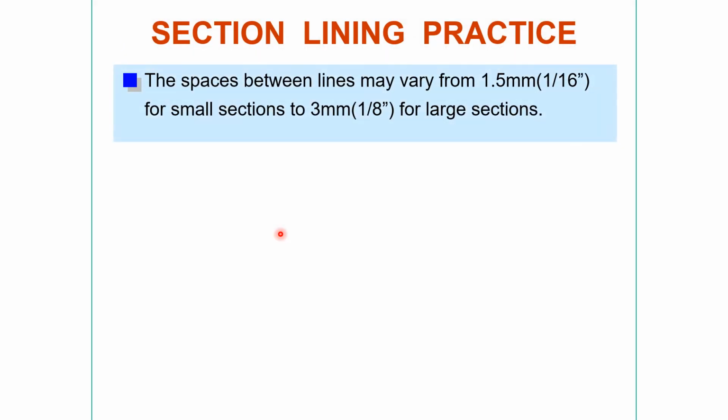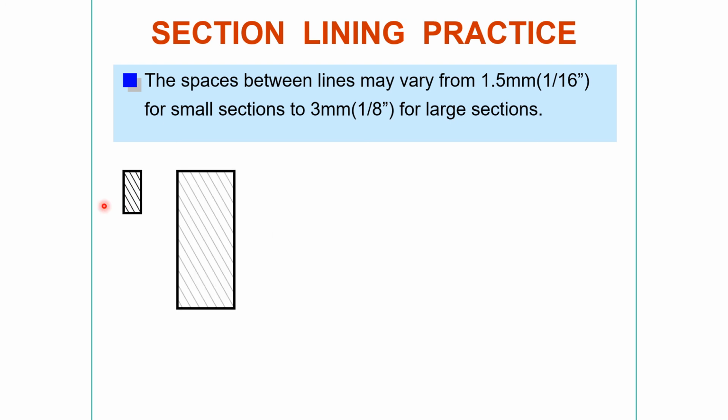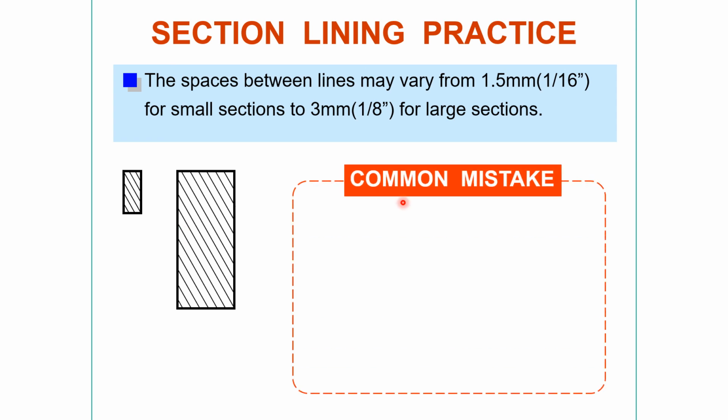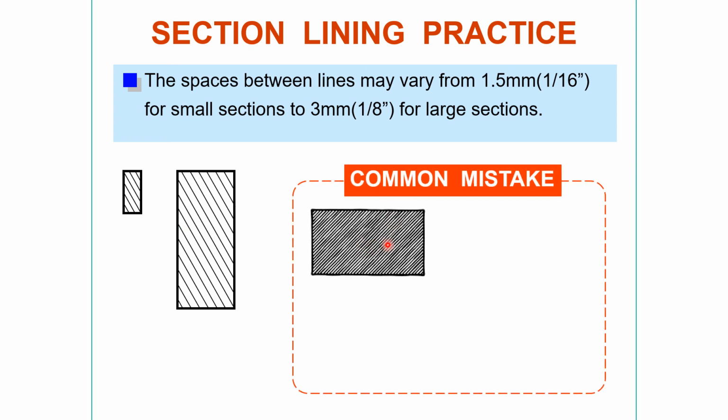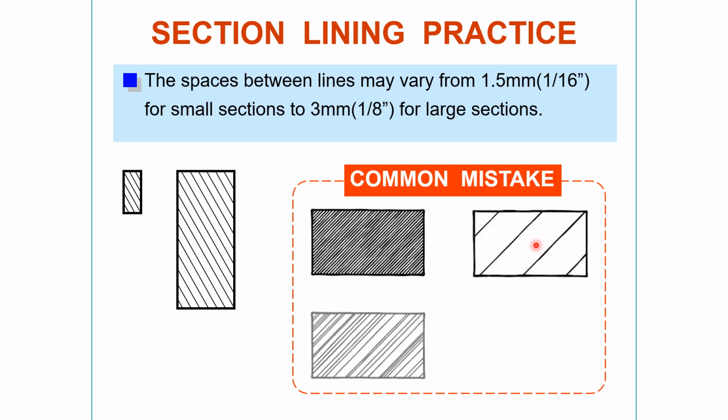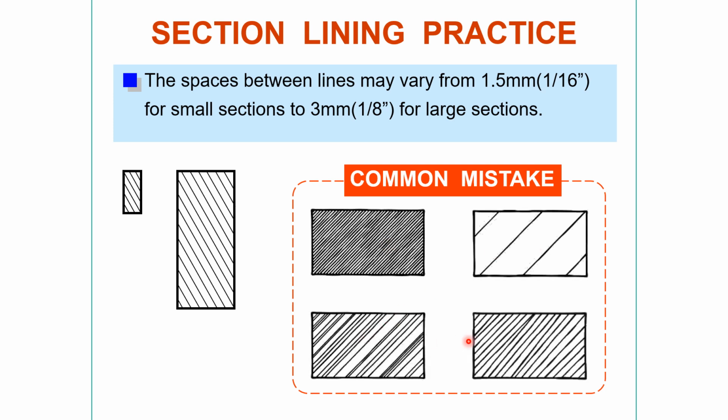Section line practice. So here you will see that this is too close, that is too wide, that is not parallel, again that is not parallel. So the best practice is this: the spaces between the lines may vary from 1.5 millimeter, meaning 1 division for small sections, to 3 millimeter for large sections, meaning 2 divisions in inches.